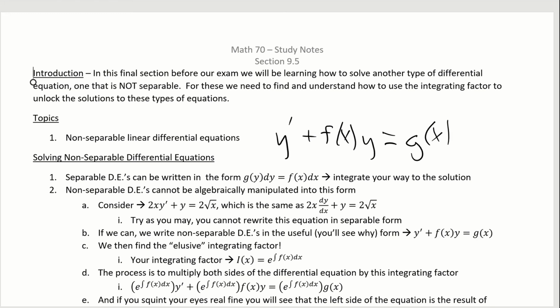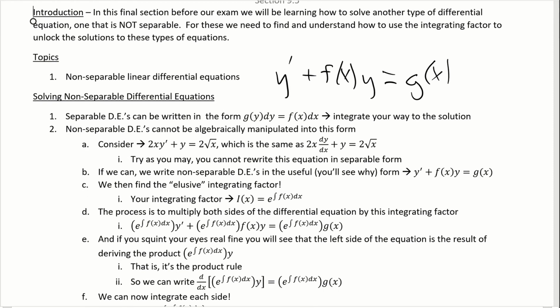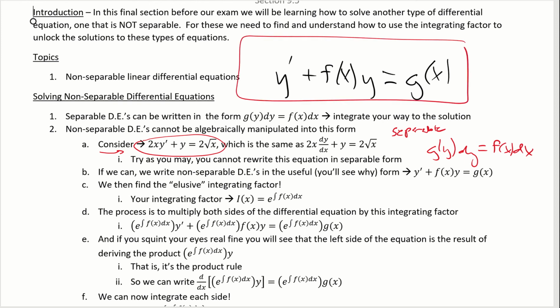These are non-separable differential equations, and in the notes here, I'm saying, consider this example. Try as you may, you can't separate it. You're not going to be able to write it in what form? The form we like for separable, which is a previous section, would look like g of y dy is equal to f of x dx. This problem I circled over here, you can't get in that form. But we can solve it with our last topic before the test, which is using what they call the integrating factor to take care of business, okay?